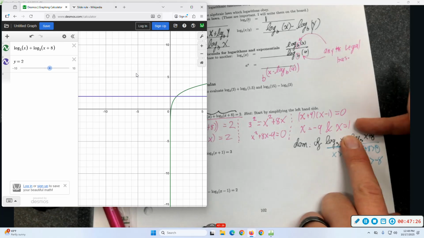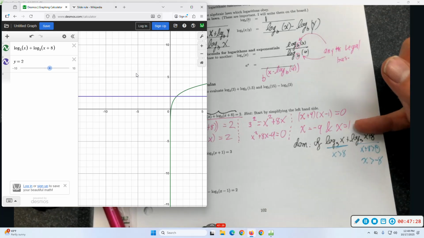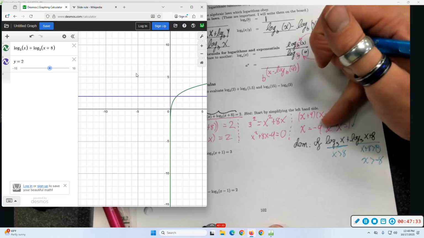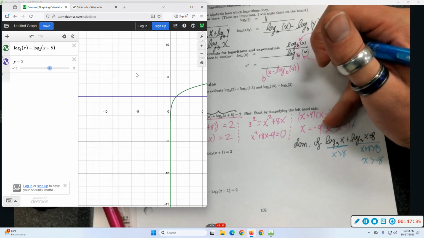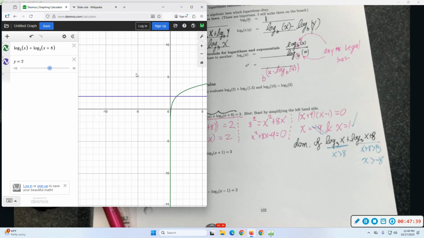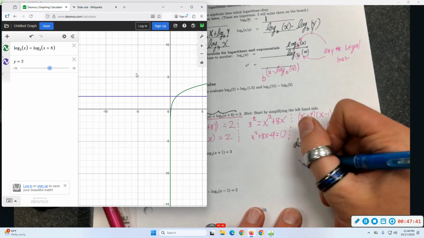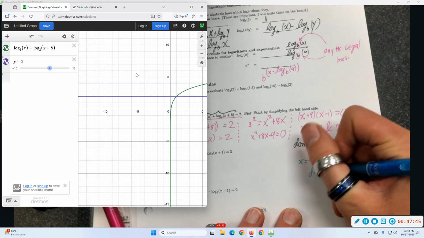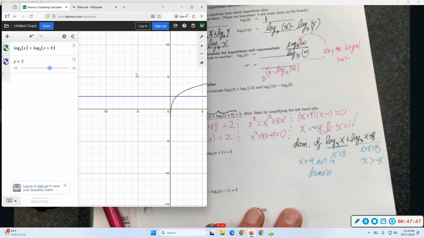Is 1 both bigger than 0 and bigger than negative 8? Cool. So 1 is in the domain. Is negative 9 bigger than negative 8? It's also not bigger than negative 8. So this is like doubly not in the domain. So here is the thing to remember. You can go and solve a logarithmic equation. At the end, make sure that you check your answers are in the domain.